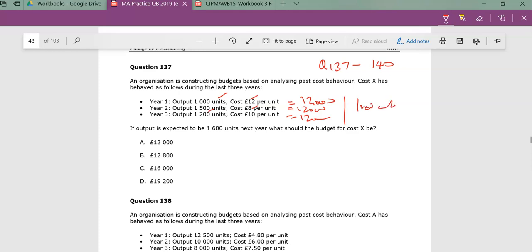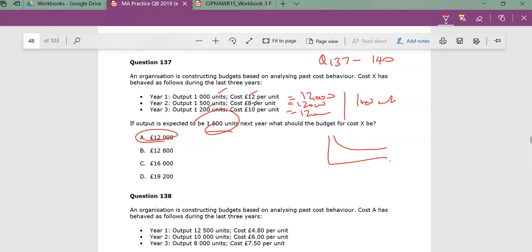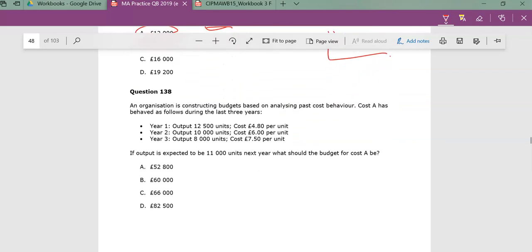We can see that we have costs falling with an increase in units. Fixed cost per unit is falling as we make more. So therefore, with 1,600 units next year, we know that we're dealing with a fixed cost here. So the answer, of course, remains A, because it's a fixed cost we're talking about.